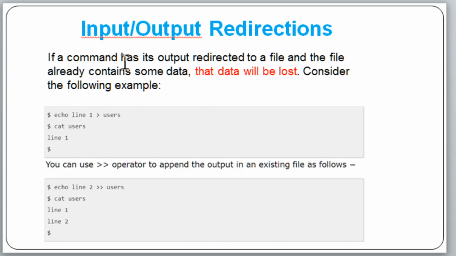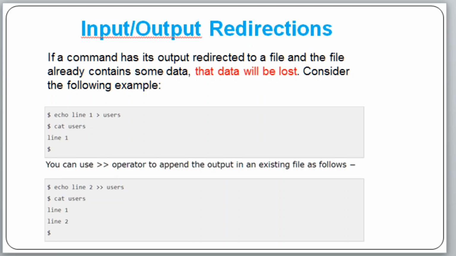So if a command has its output redirected to a file and the file already contains some data, that data will be lost. Know that, guys. If you redirect output from a command to a file or from a file to another file using the single greater than sign, that data will be lost. So consider the following example. We have echo line 1 and we redirect that to users. Then we cat users. We see we have line 1.